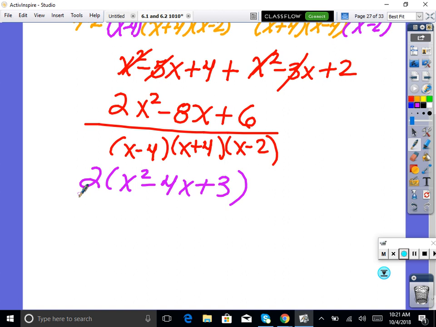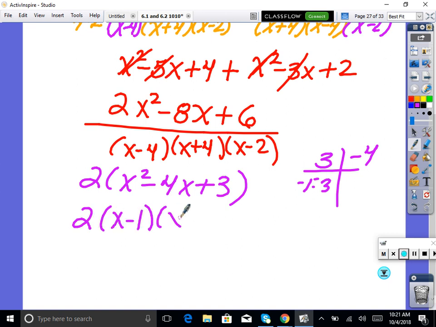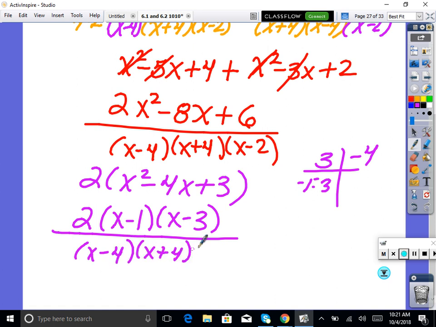Now I've got to check something. Well, it multiplies to be 3 and adds up to be negative 4: 1 times 3, negative, negative. It does factor. So 2, x minus 1, x minus 3. Then I have my denominator still, x minus 4, x plus 4, and x minus 2. We restrict. X cannot equal 4, negative 4, or 2, and divide. Nothing? All right, then.